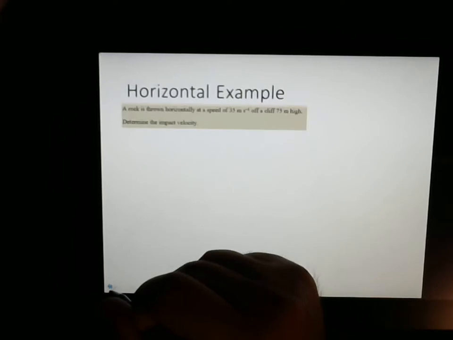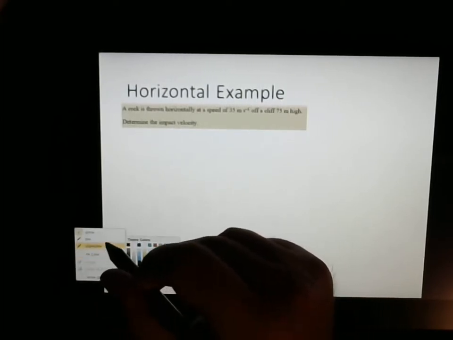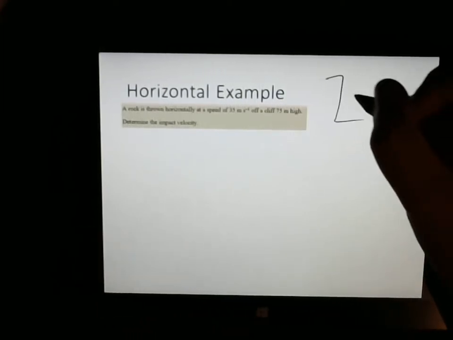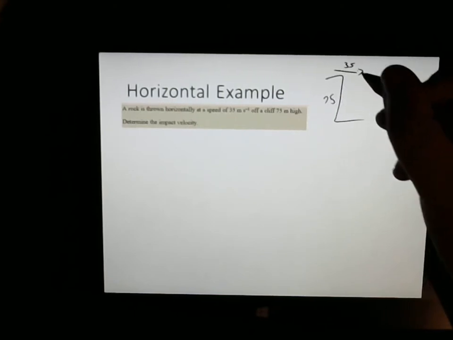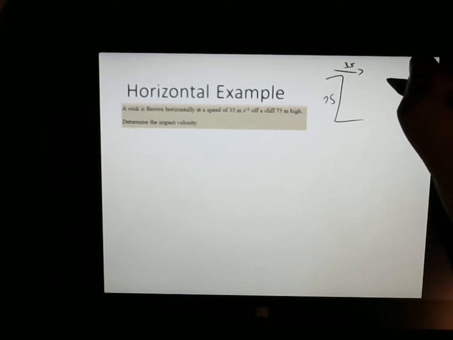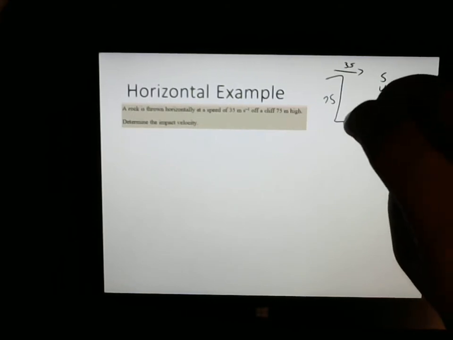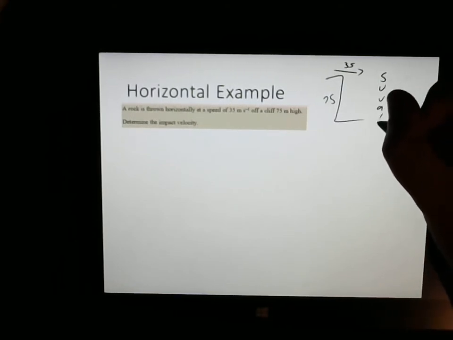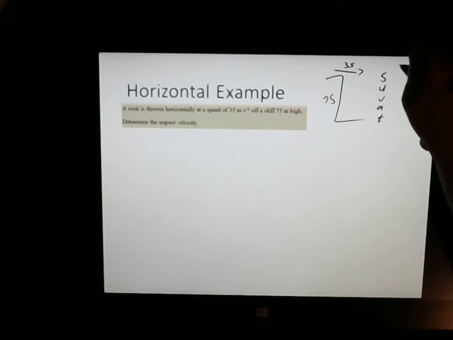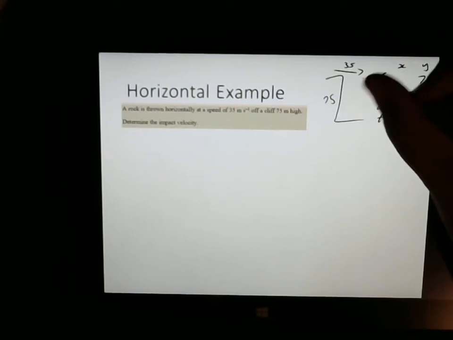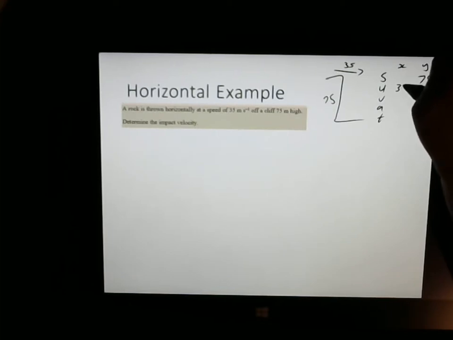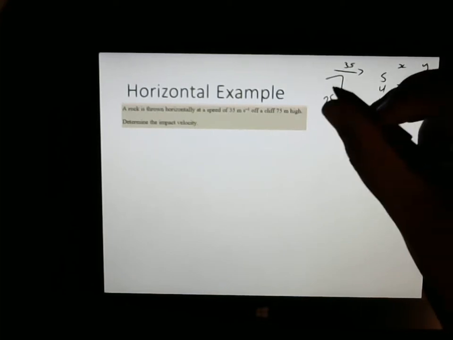Sorry, I forgot to change to my marker pen. Let's draw a picture. This cliff is 75 meters, and the initial velocity is equal to 35. Let's do our SUVAT table. I'm going to do it a bit smaller up here so that I don't run out of room. A should not be capital. A, T. Okay, X and Y. We don't know its X component, but we do know that its height it's going to fall is 75. We know its initial velocity X is equal to 35, and its Y is 0 because it's horizontal.